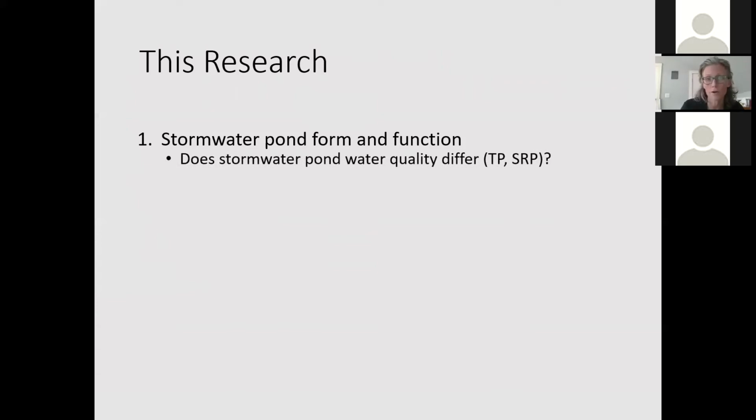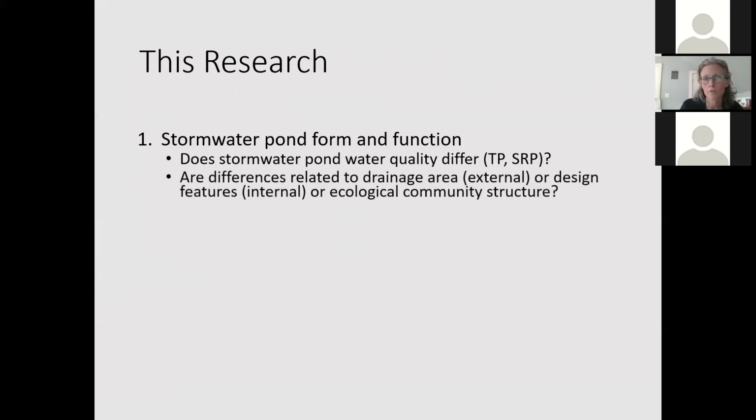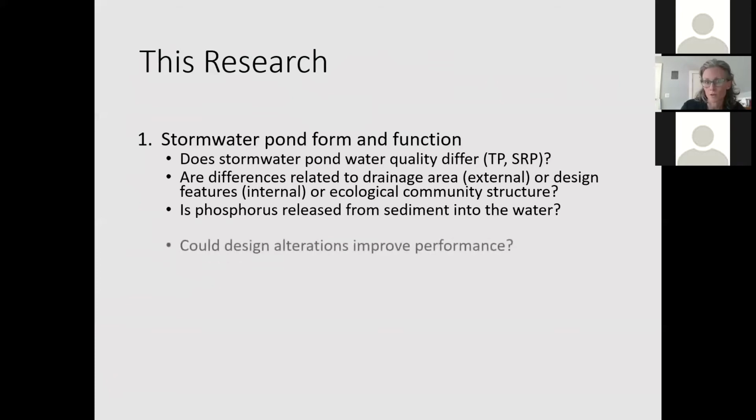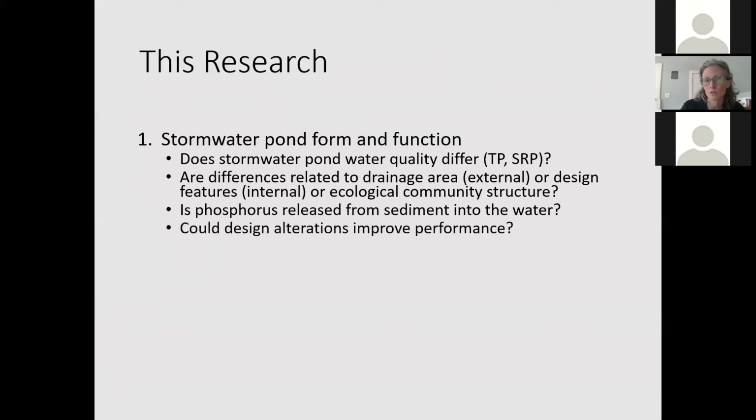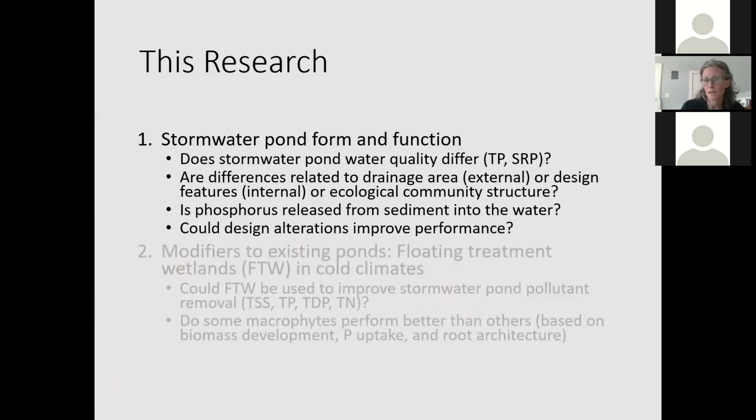So the first part is a stormwater pond form and function study. Do stormwater ponds in Vermont differ in their water quality, like total phosphorus and dissolved phosphorus? Are they different? Are any of those differences related to external or internal characteristics? Is phosphorus being released from the sediment into the overlying water column? And could design alterations improve that performance? The second part, which will directly follow this first part, is talking more about modifiers to existing ponds to make them more green.